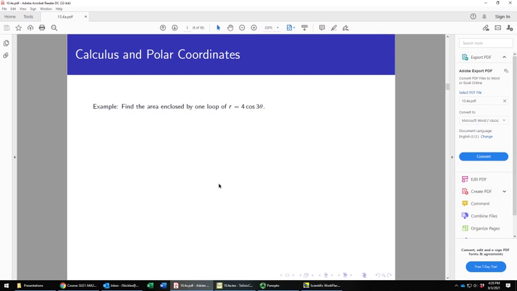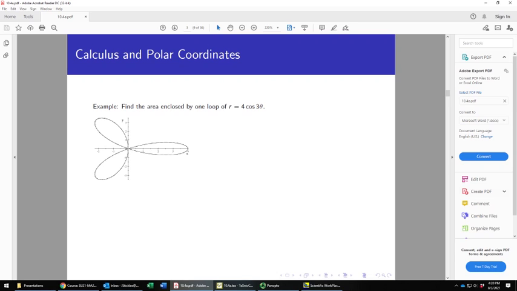Alright, so let's see if we can put that formula to use. Let's find the area of one loop of r equals 4 cosine of 3 theta. Let's start with a graph. I would suggest just using your graphing calculator to get a graph of this curve. Notice in this case we get 3 loops. We're just interested in finding the area of one. They all should have the same area.